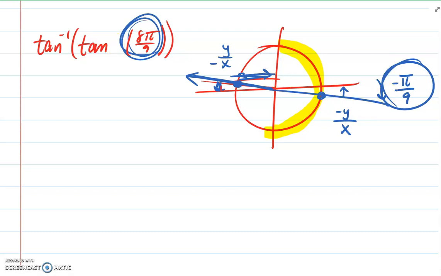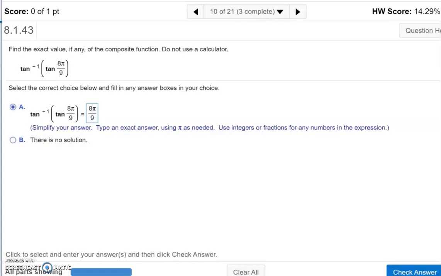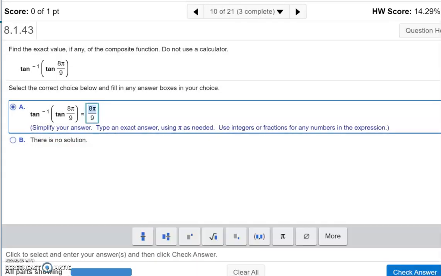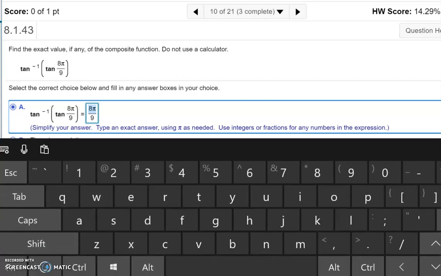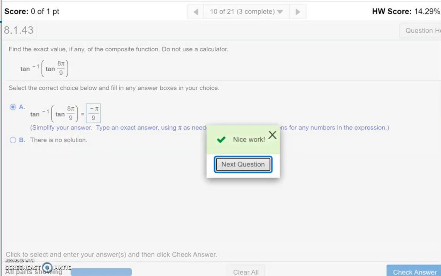So in any event, I think the proper answer here should be negative pi over 9, because when we consider our domain restriction for the tangent function initially, we do end up with the desired result. So let's go ahead and pull up our keyboard. And there we go. MathXL does prefer that as a result.